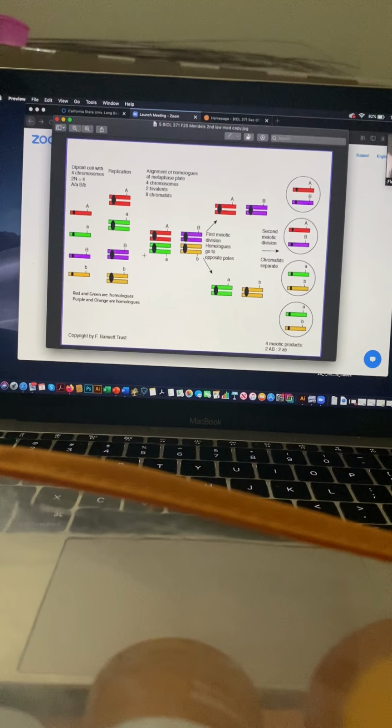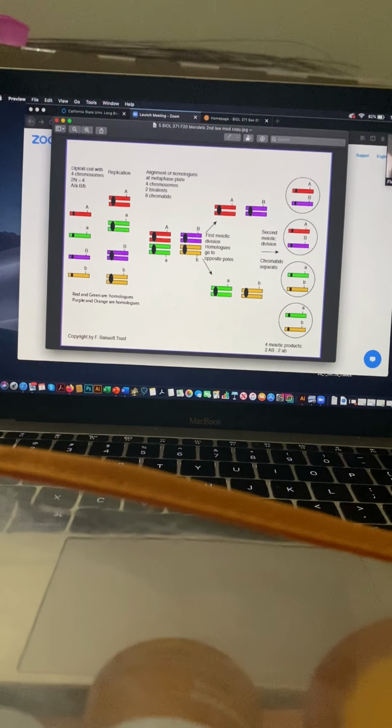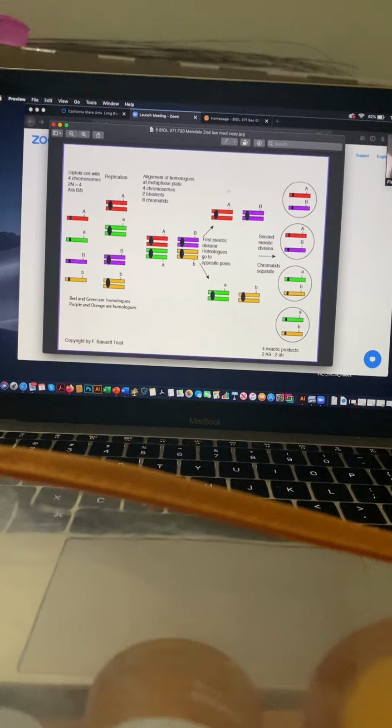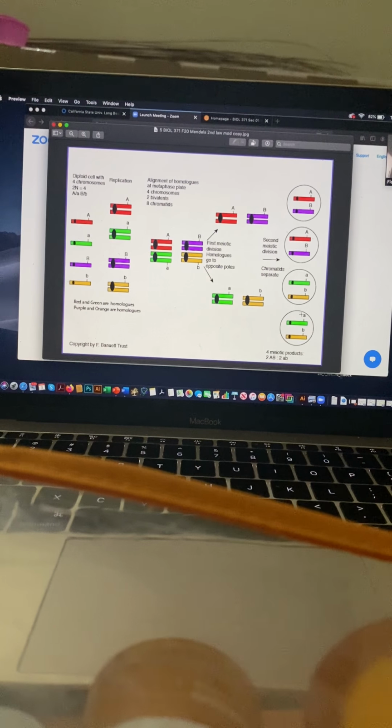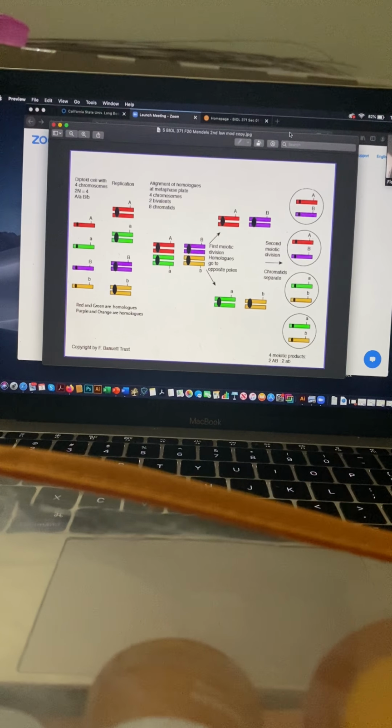Okay, so notice one thing. Here I align the chromosomes. Let's see if I can. So I cannot pull the annotation tool, it doesn't show up. Okay. Notice that I have aligned the chromosomes in this fashion. Red on top, green here on bottom, purple on top, orange on bottom.